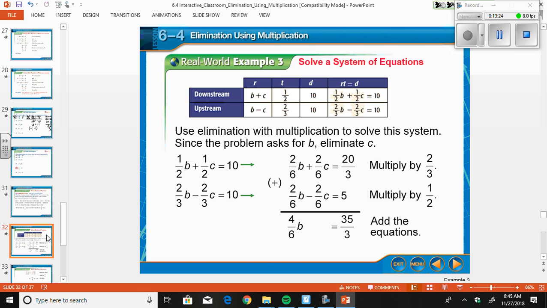So when we write this out in a table, our rate, we have B plus C for downstream and upstream B minus C. Let's see, T is 1/2, upstream is 2/3. That's half hour and 40 minutes. Distance is the same on each one of these. So we have 1/2 times B plus 1/2 times C equals 10. Rate times time equals distance. Good. 2/3 B minus 2/3 C equals 10.